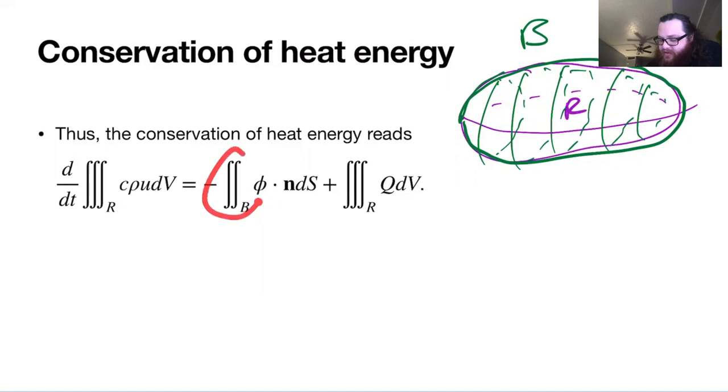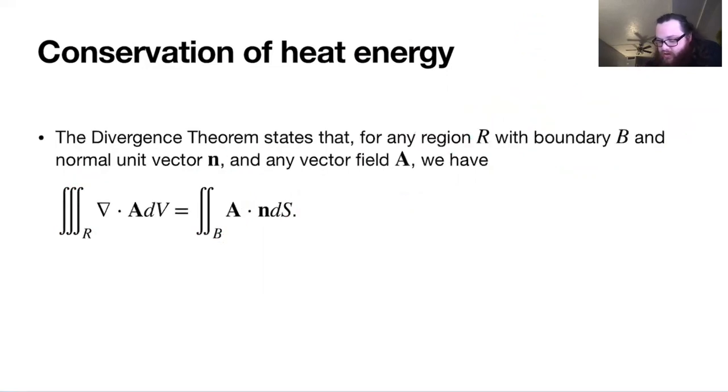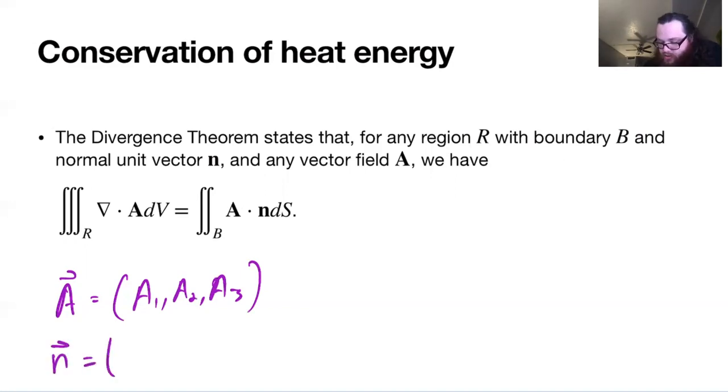Okay, so to rewrite this integral as an integral over the interior, we're going to use the divergence theorem, which says: if you have a vector field A, which we'd write as A1, A2, A3, and the normal vector to our region R, N1, N2, N3. This is essentially what we have in this conservation law so far. The claim is that computing this vector field dotted with the normal vector over the boundary of your region is equivalent to computing the divergence of your vector field over the interior.